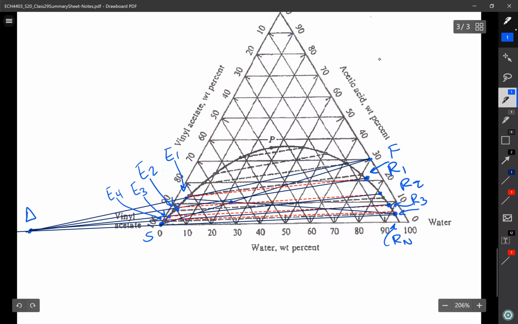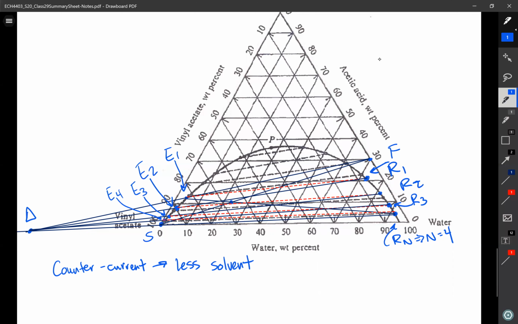So this Rn, instead of drawing it there, I'm just going to draw where n is equal to 4 stages. Just from a conceptual point of view, if I were doing this cross-currently, I would certainly expect less than 4 stages. I don't think I've given you a problem yet that requires more than 4 stages to solve cross-currently. However, for countercurrent, I have more stages. But remember, countercurrent uses less solvent, and in every separation that we've done so far, less solvent correlates to more stages. The same idea is true here: less solvent, more stages; more solvent, less stages.